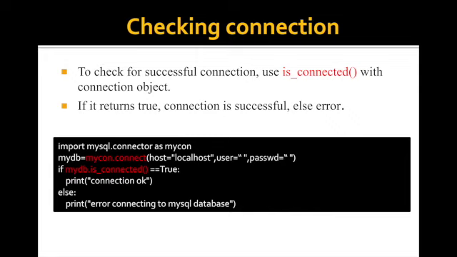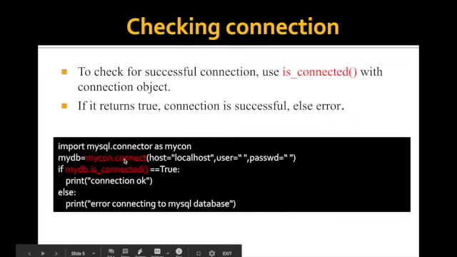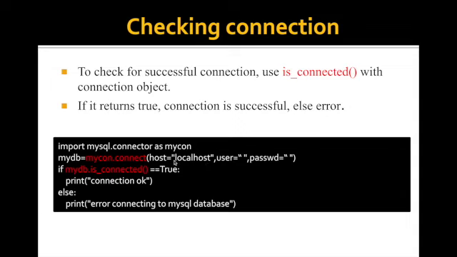So in the first three steps, first import the package, then use connection. To open a connection, we use the connect method. These are the parameters: host equal to localhost. For username, if there is no username, just put a blank here. If you have not given any password, just put blank. Then check the connection. For checking the connection, we use the is_connected method.